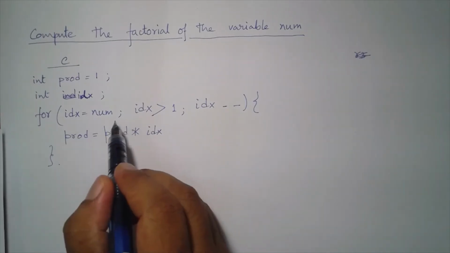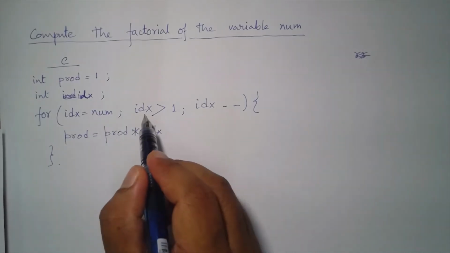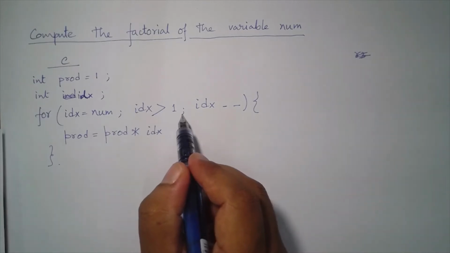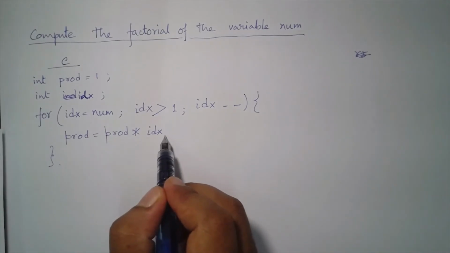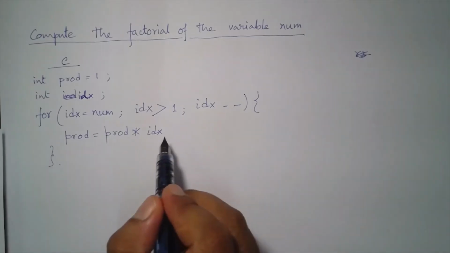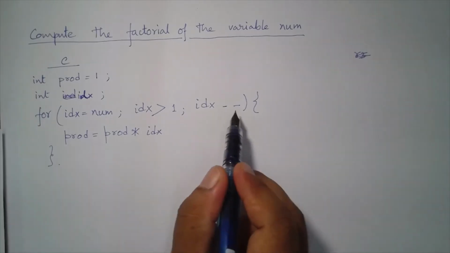So, let us say take some example, num is 4. So, we will start with 4. Is 4 greater than 1? Yes. So, product is currently 1, 1 multiplied by 4, you get 4, and since we need to continue this, so now we will update.